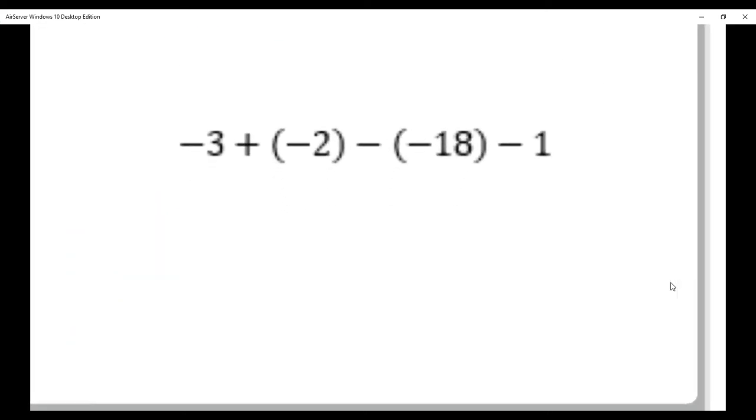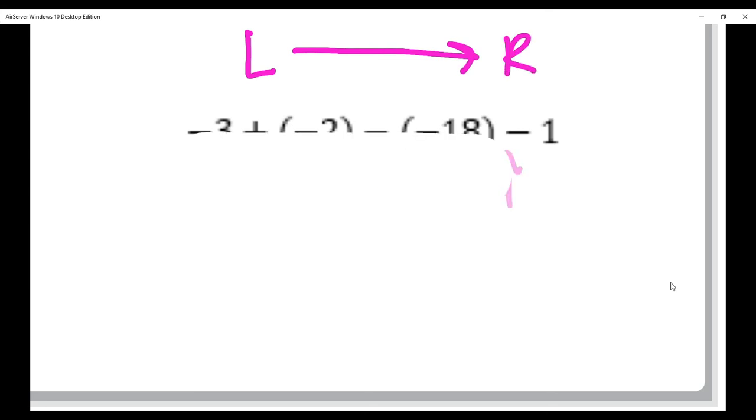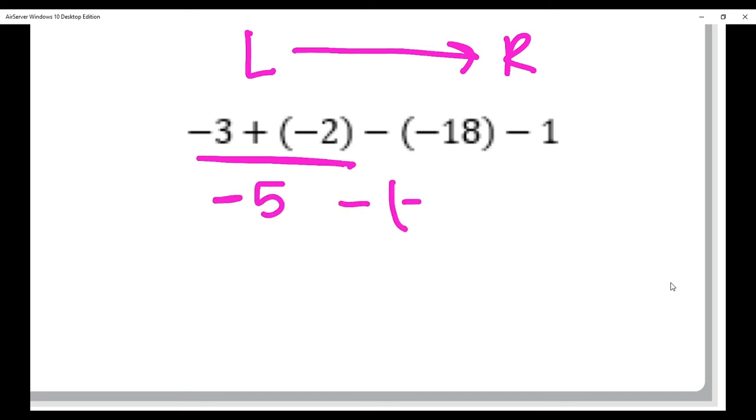Okay, next one. Okay, I've got addition, subtraction, and subtraction. So I just have to move from left to right. Okay, so first I've got both on team negative, so all I have to do is add them. Same signs add, different signs subtract. 3 plus 2 is 5, and keep them on team negative. Then I'm going to rewrite everything. Keep going from left to right.